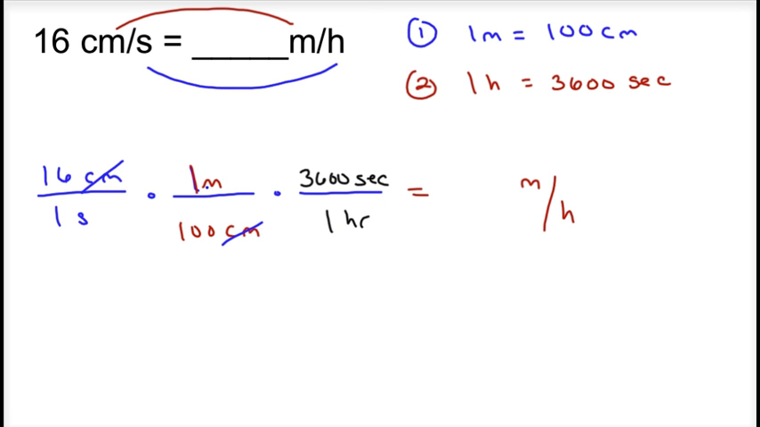Very good. And then this will allow my seconds to simplify, leaving me with just the numbers of 16 times 1 times 3,600 over 1 times 100 times 1. And my zeros here can simplify, so 16 times 36. That gives me an answer of 576. 576 miles per hour, or mph. Your choice.